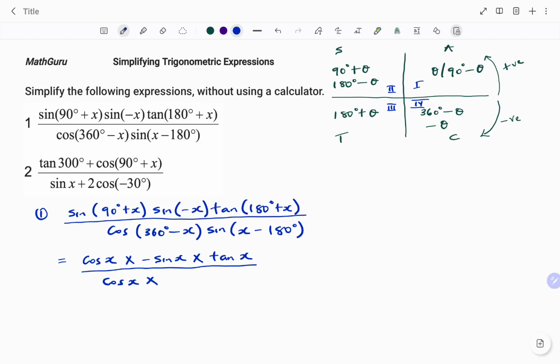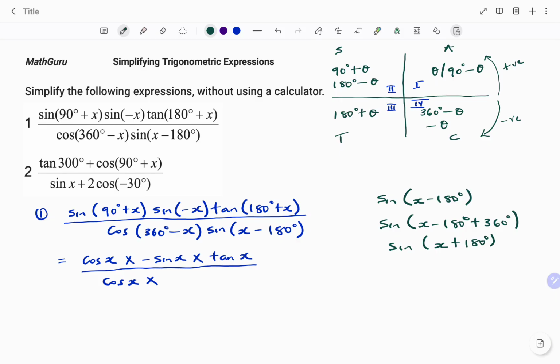Then I have x minus 180 degrees. I'm going to show you how to reduce that quickly. If I have sine of x minus 180 degrees, to make that positive, I'm going to add 360. So I have sine of, in brackets, x minus 180 degrees plus 360 degrees. And that will give us sine of x plus 180 degrees.